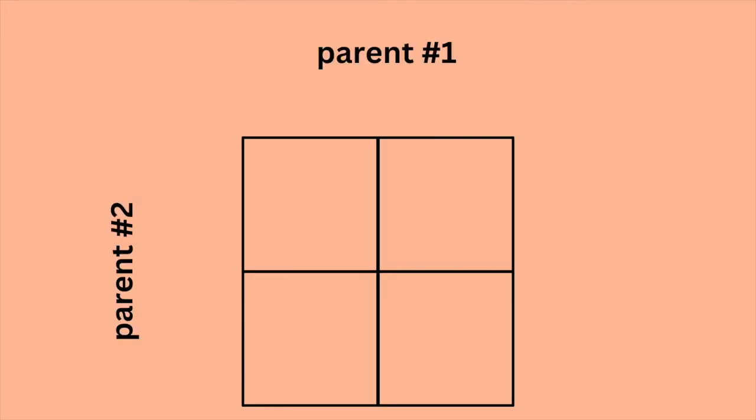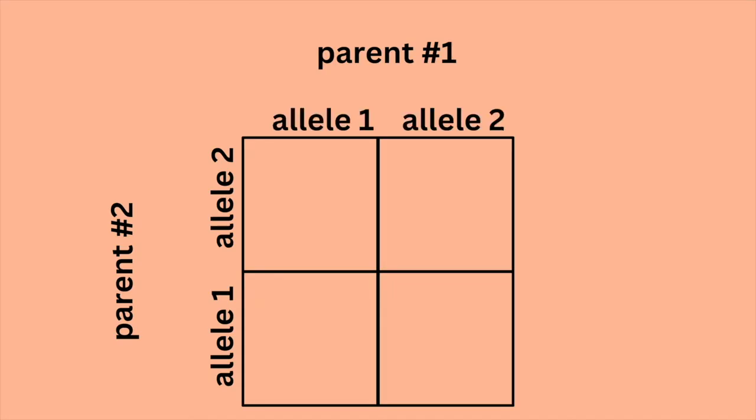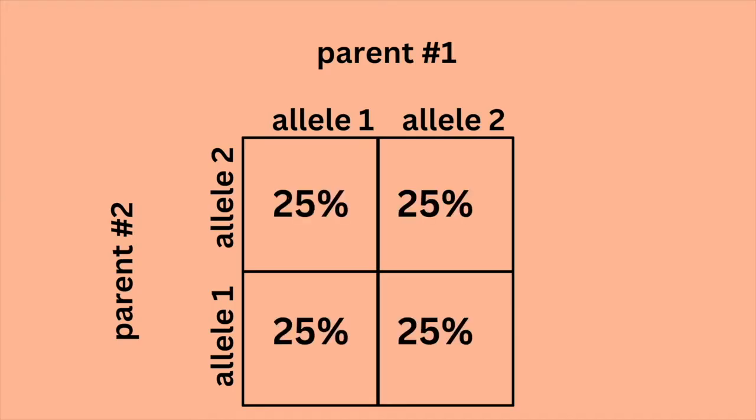Parent 1 and 2 go on the sides like this. And remember, we're studying one trait or one gene. So one gene will have two alleles. So for each parent, we place those two alleles here and here. What's inside the boxes are the possible offspring outcomes. So each box represents 25%, and of course, it adds up to 100% as a whole.